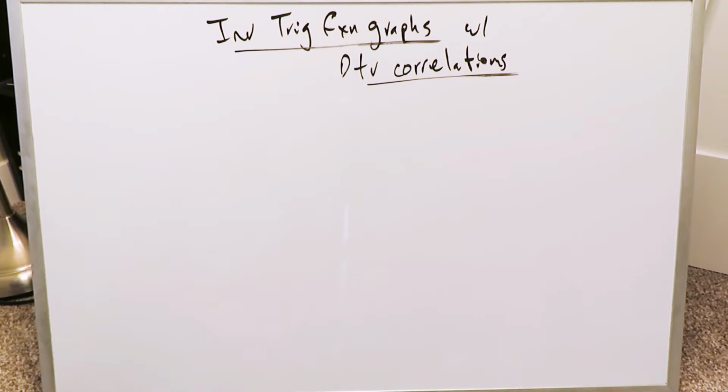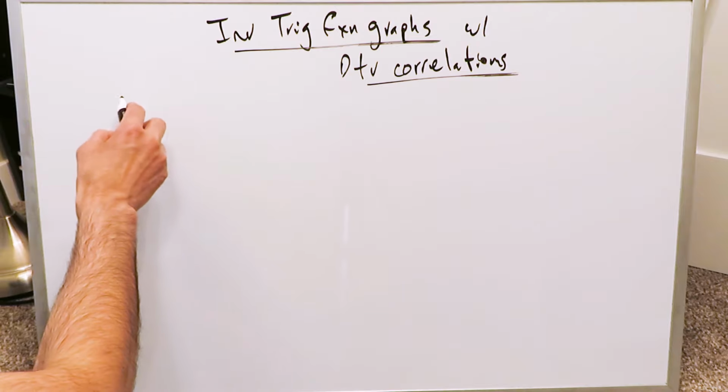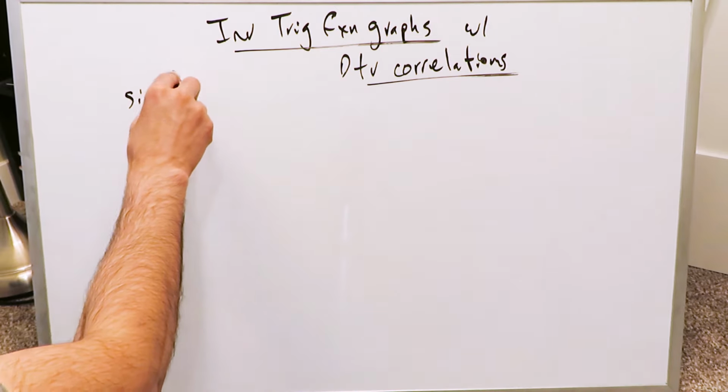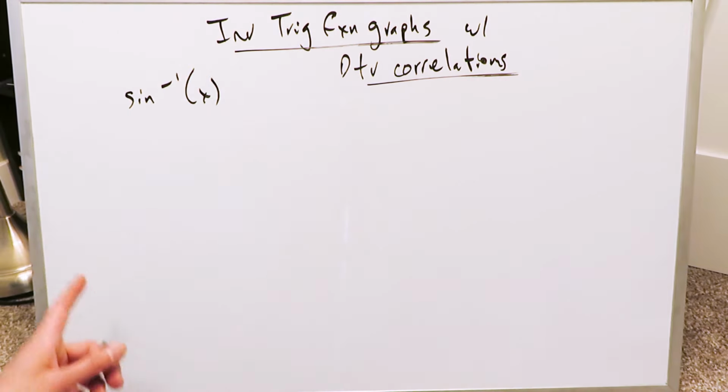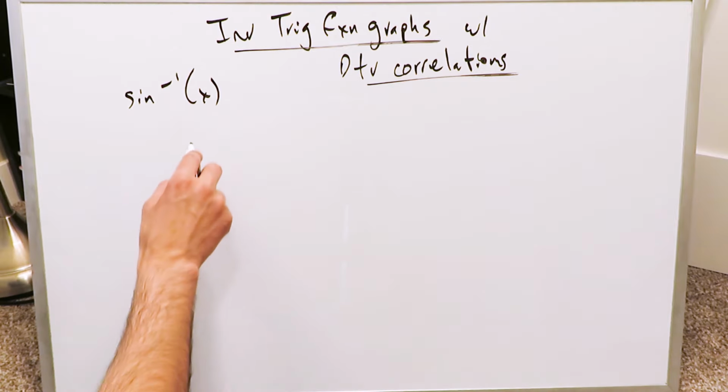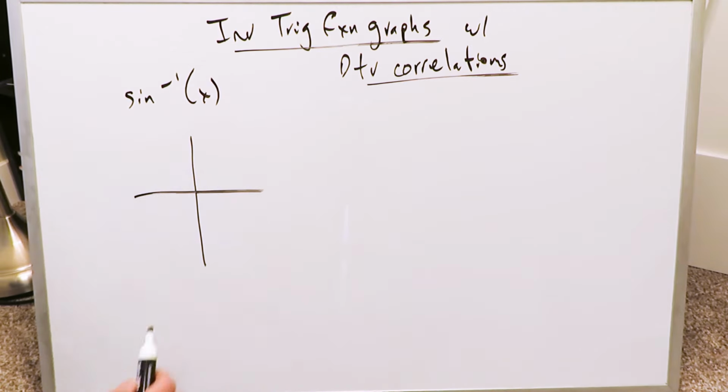I'm Mr. Ish. Inverse trigonometric function graphs with derivative correlations. Nothing too fancy or hip, but very interesting material. Inverse sine, arcsine, as you know, graph. What does it look like?